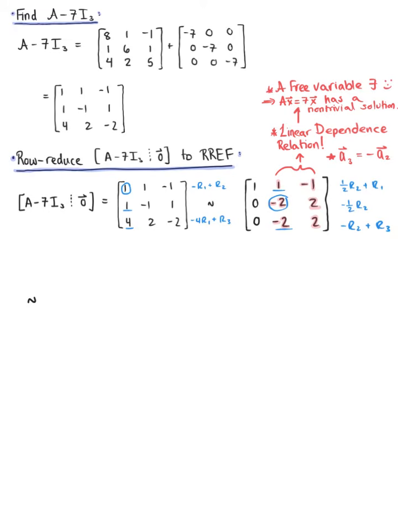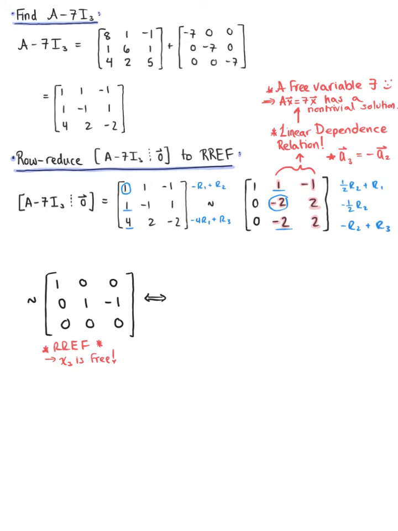And so this is leaving us with the first row as 1, 0, 0. Our second row is 0, 1, negative 1. And our third row is all zeros, confirming our observation that a free variable exists. Specifically, x sub 3 here is a free variable, telling us that this matrix equation has a non-trivial solution.